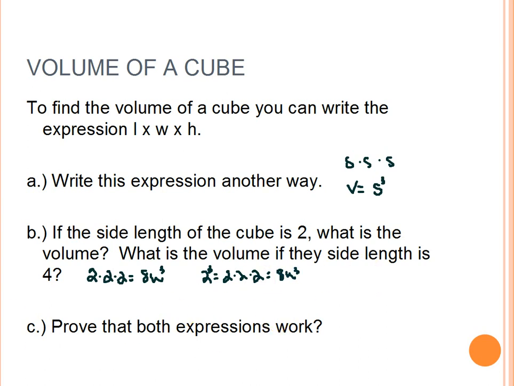So let's try it with 4. In 4, we have 4 times 4 times 4, which is equal to 64 units cubed. And if I want to know what 4 cubed equals, because I'm plugging it in my other formula, it's equal to 4 times 4 times 4, which again is 64 units cubed. So by showing my work, I'm able to prove that both expressions work.